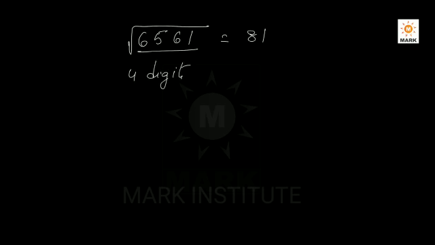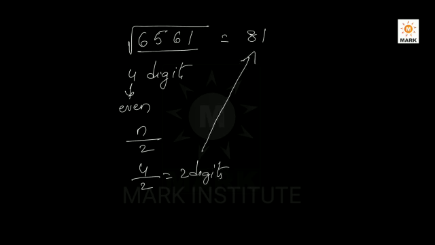Now suppose there is a number 6561. The root of 6561 is 81. How many digits is 6561 having? 4 digits. 4 is an even number. So for an even number it is n by 2, 4 by 2, which is equal to 2 digits. So 81 is a 2-digit number.